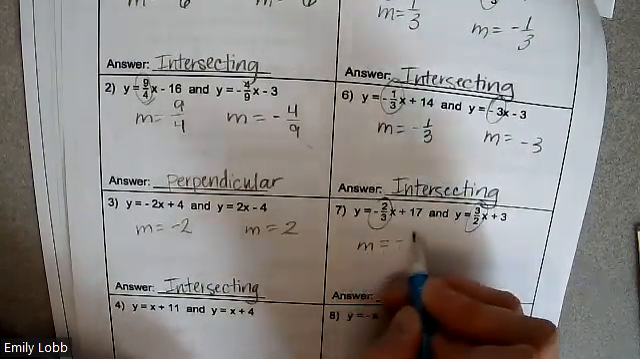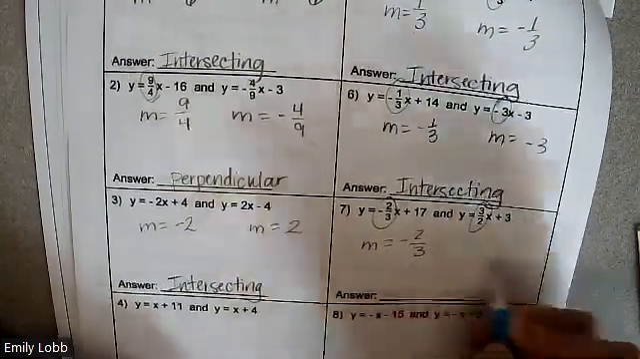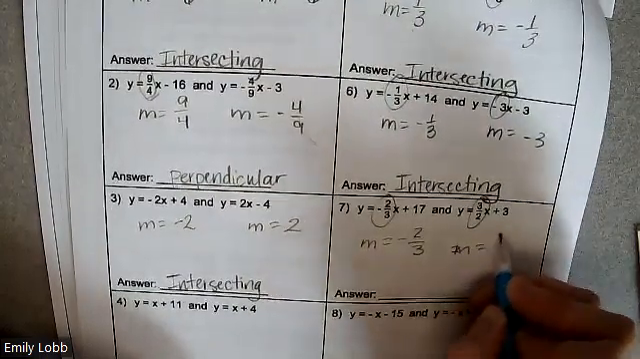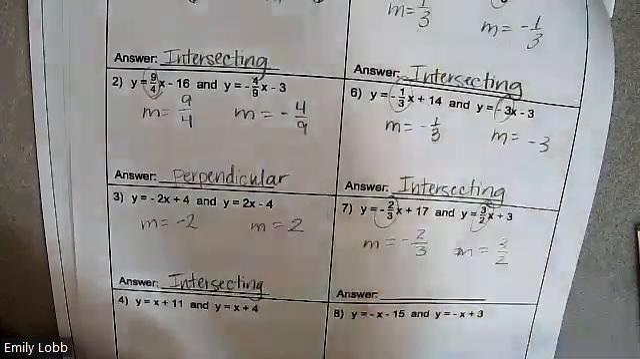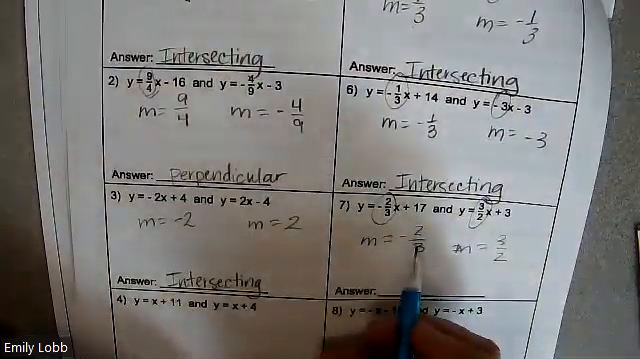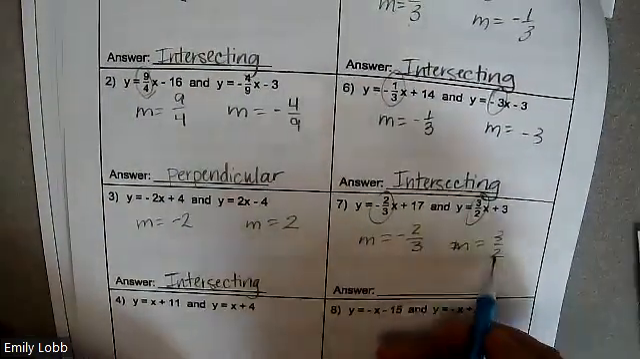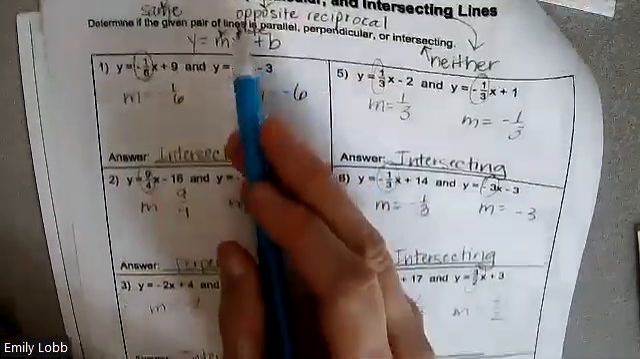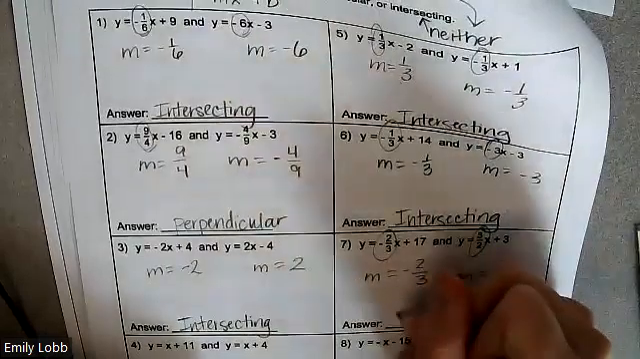So here your slope is negative 2/3. Here your slope is 3/2. So they're not the same. They are the opposite and they are the reciprocal. So they're opposite reciprocals, which means they are perpendicular.